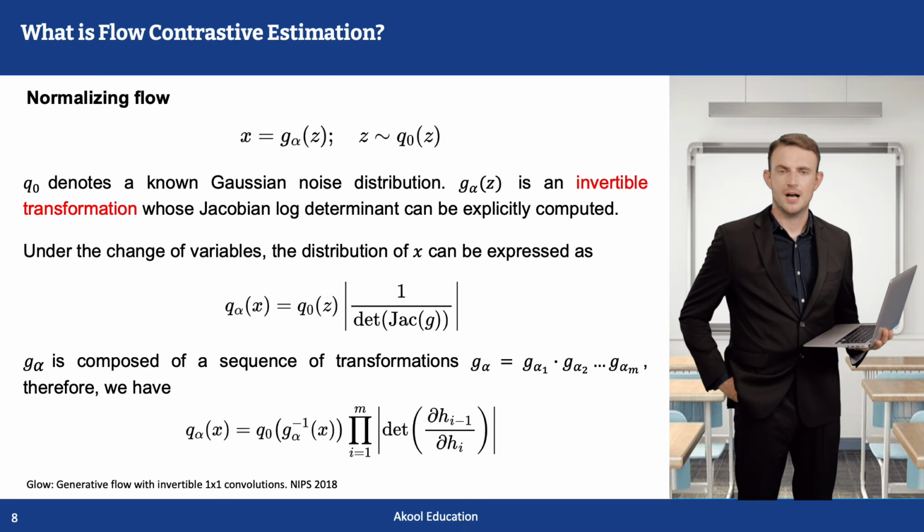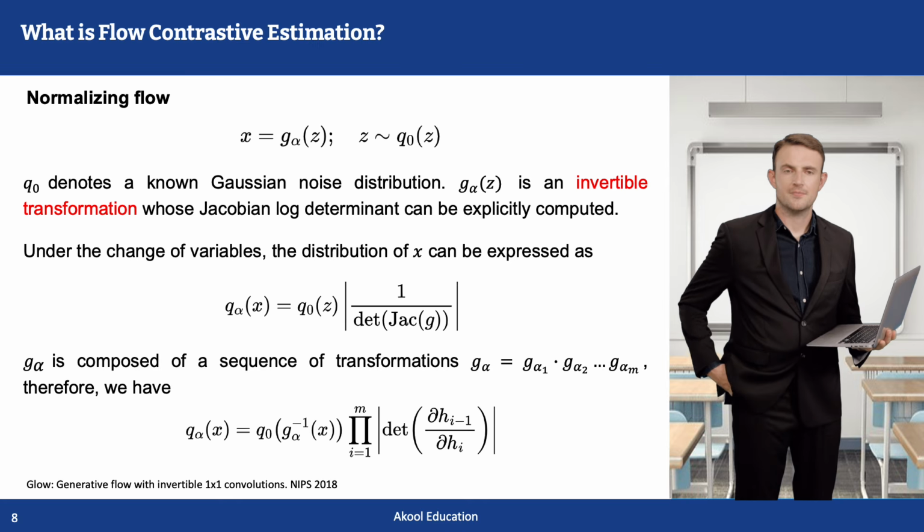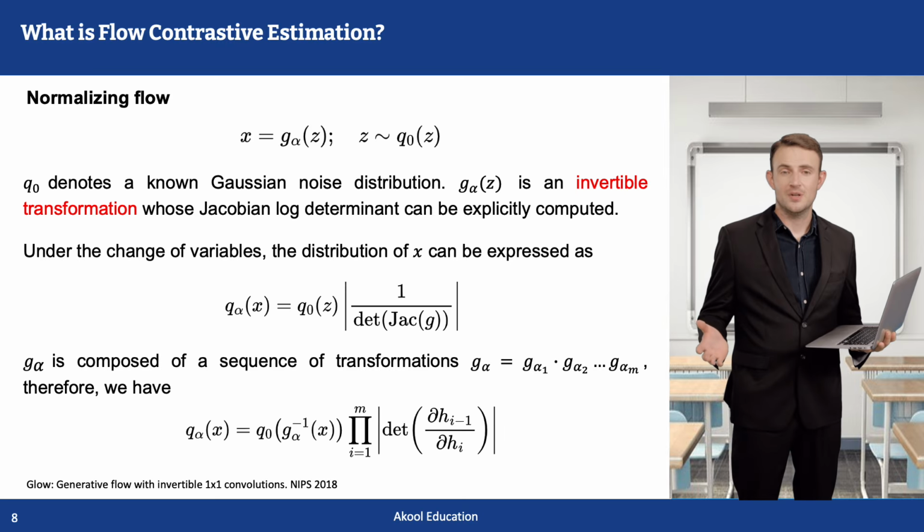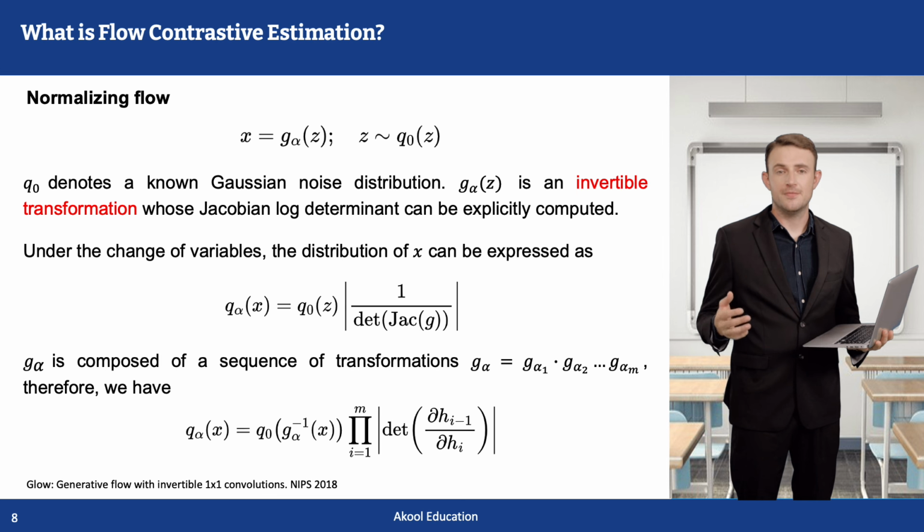Now let's talk about normalizing flows. The idea of a normalizing flow is to define a bijective transformation between a simple latent variable z and the observed data x. We start by sampling z from a known base distribution, usually a Gaussian distribution Q0. Then we apply an invertible transformation g with parameters alpha to obtain the data sample x. The key property of this transformation is that we can explicitly compute its Jacobian determinant, which allows us to evaluate the exact density of x.